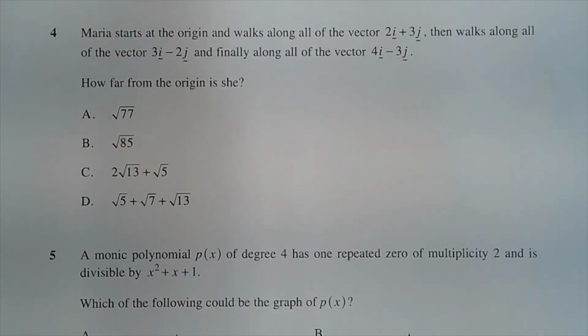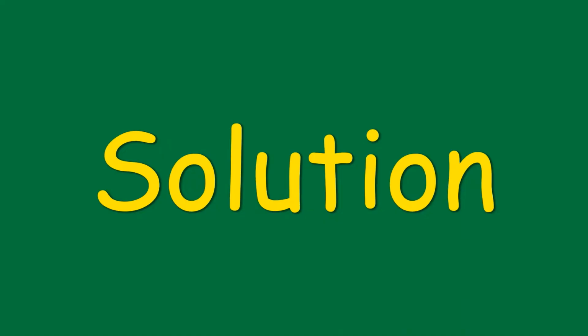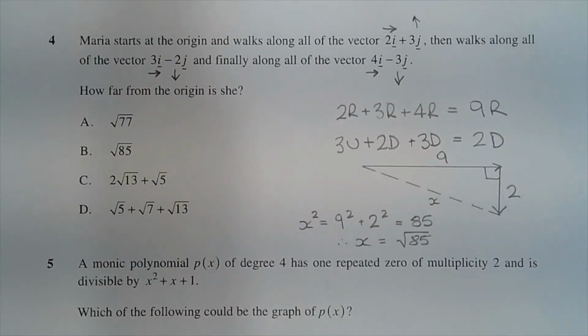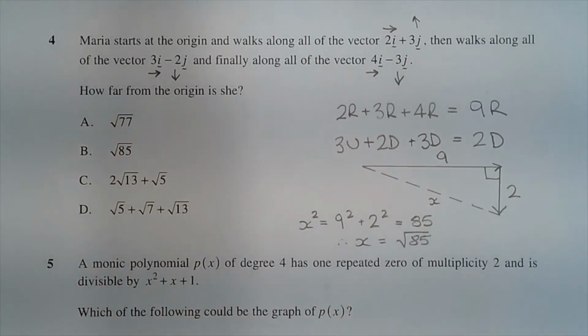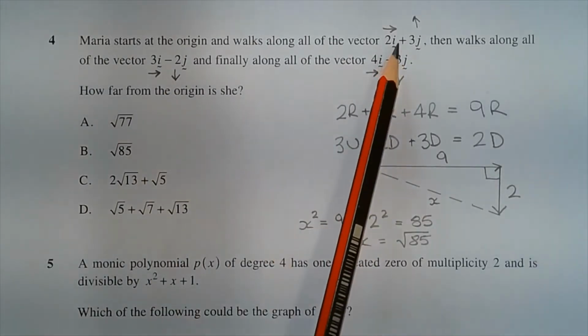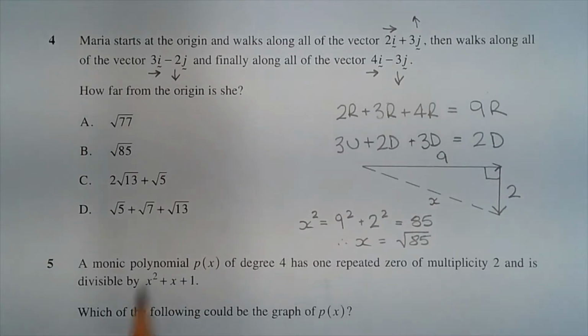Question 4. Maria starts at the origin and walks along all of the vector 2i plus 3j, then walks along all of the vector 3i minus 2j, and finally along all of the vector 4i minus 3j. How far from the origin is she? The distance from the origin may be found by summing the three vectors and then applying Pythagoras' theorem. In each vector, the letter i represents movement in the horizontal direction and the letter j in the vertical direction.